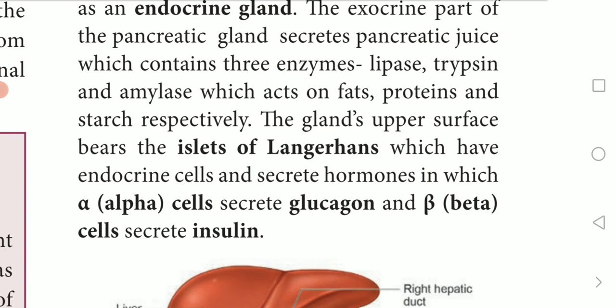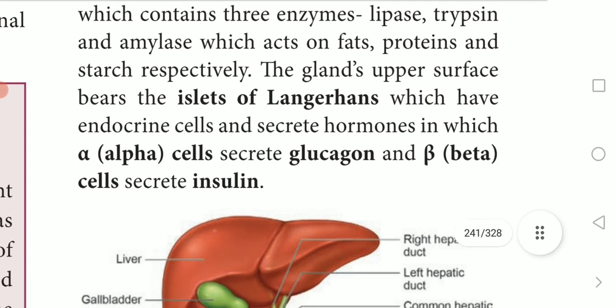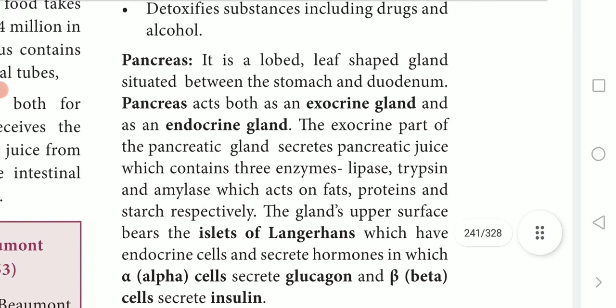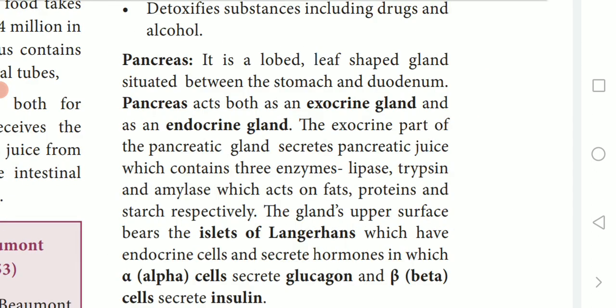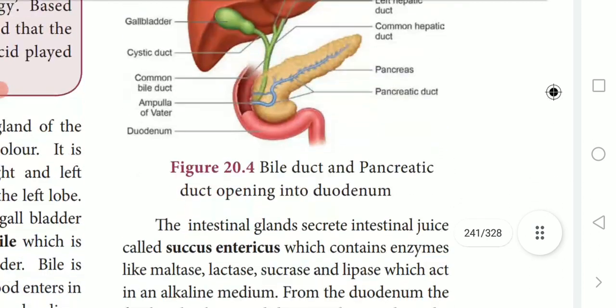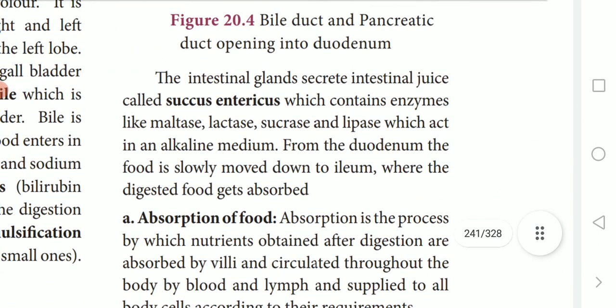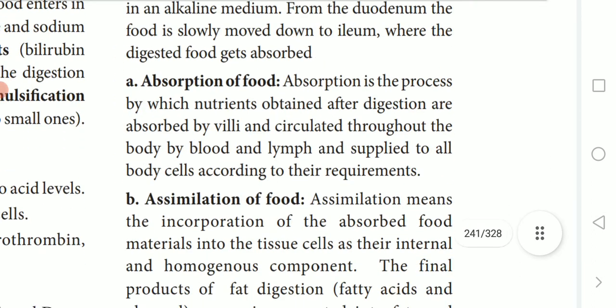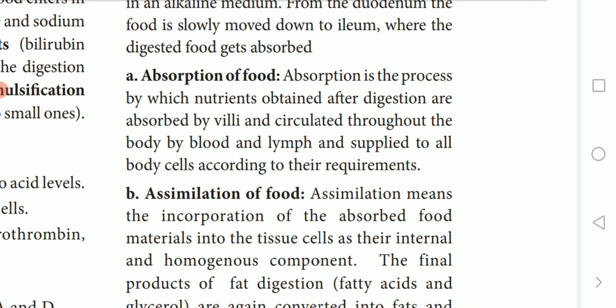The next part is the pancreas. It is also a lobed, leaf-like gland situated between the stomach and the duodenum. Underline that. The pancreas acts as both an exocrine and an endocrine gland. The exocrine part secretes pancreatic juice, which contains three enzymes: lipase, trypsin, and amylase. Underline these three enzymes. They act on fats, proteins, and starch respectively.